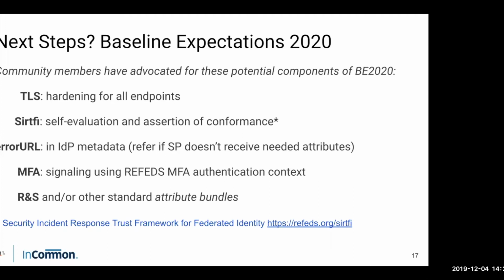And finally, the use of attribute bundles. The Research and Scholarship attribute bundle has been part of InCommon for quite a few years, and really facilitates the integration of new services to IDPs without a lot of one-to-one negotiation about what attributes are released. If you automatically release that attribute bundle and the service provider can consume that R&S bundle, you're done. There might be a need for a refinement or other versions of attribute bundles. So that's still a point of discussion.